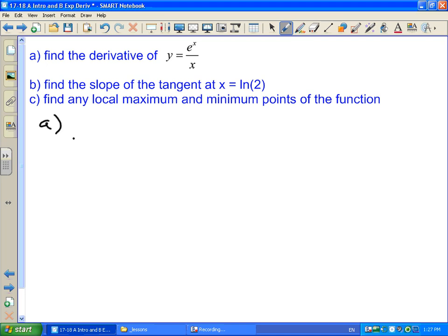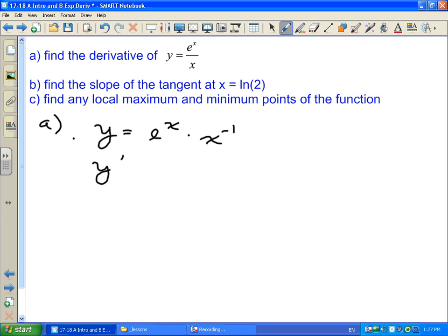If we want to find the derivative of this function, there's one thing we should do before we start taking the derivative here. We should look for a way that we can rewrite this function that'll make the derivative a little bit easier. So we've got a quotient here. Let's rewrite this as e to the x times x to the negative 1. So we can use the product rule instead of the quotient rule.